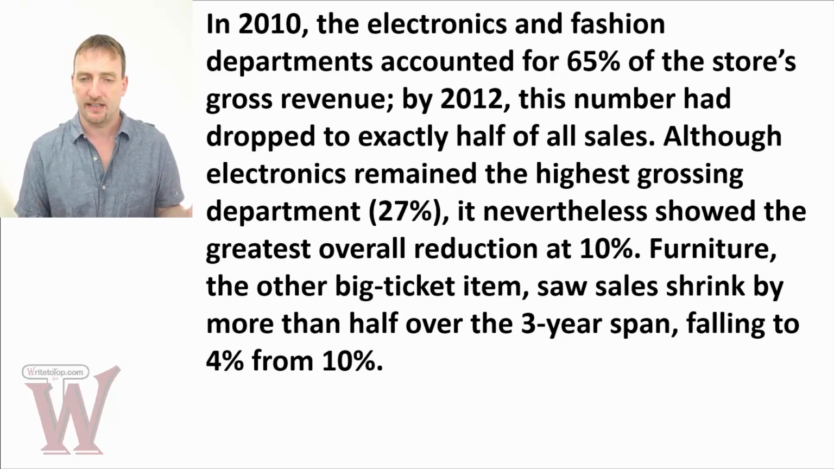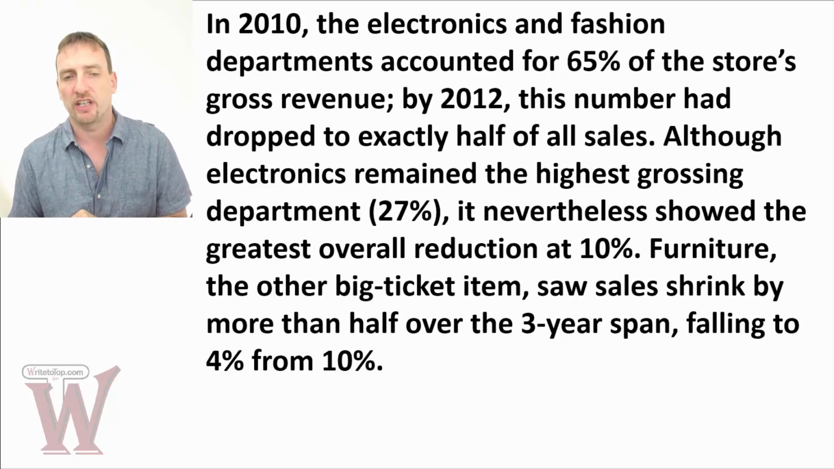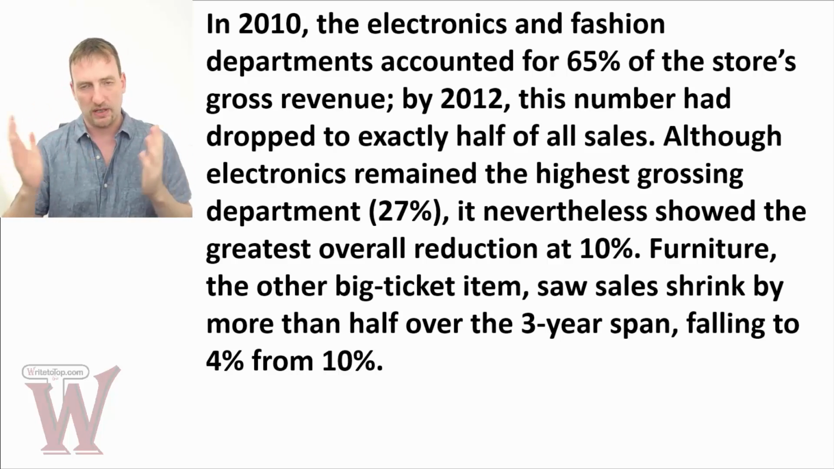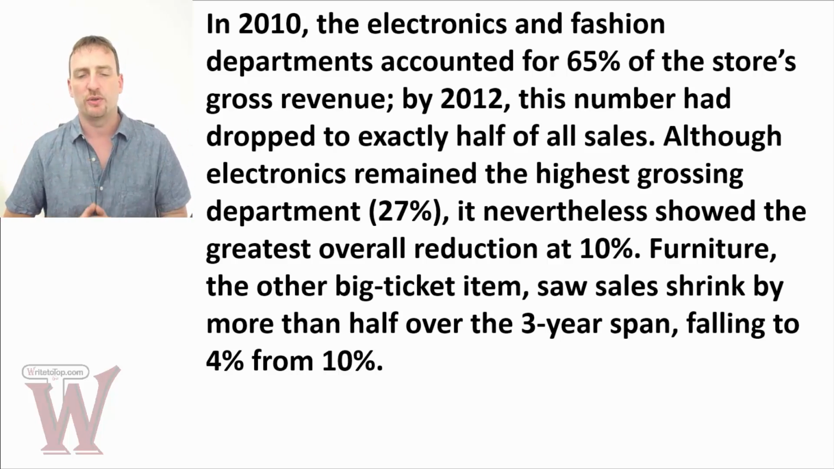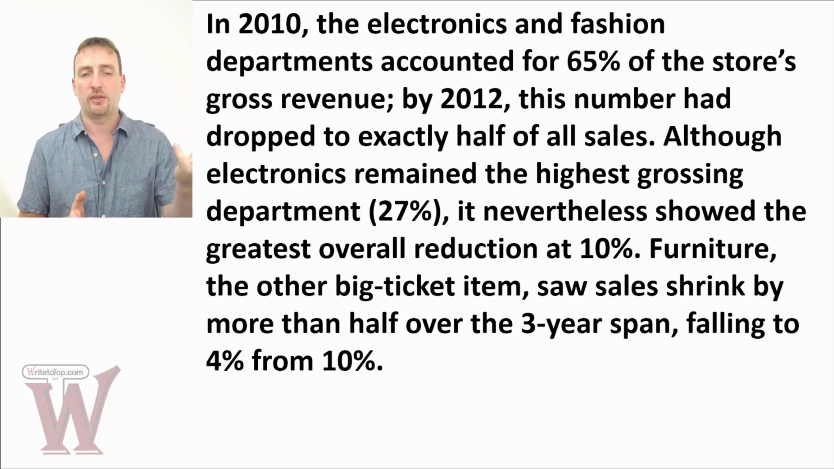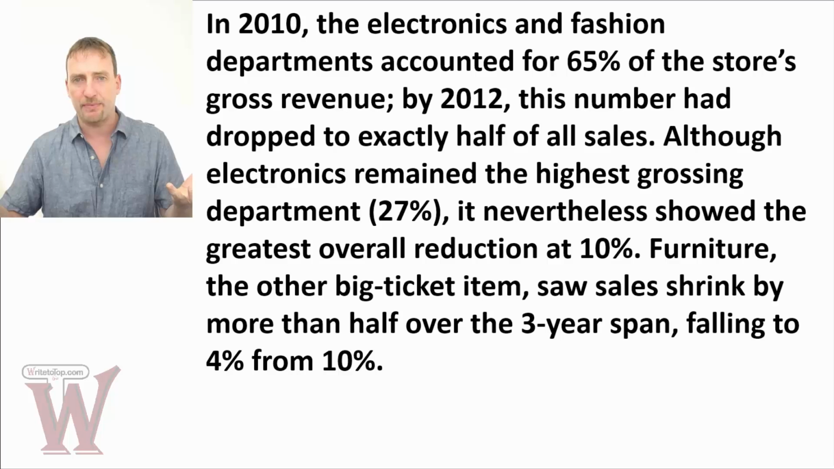Furniture, the other big ticket item, saw sales shrink by more than half over the 3-year span, falling to 4% from 10%. So I don't have to use span again. I can use the course of 3 years or anything you want to say, but make sure you include all the information. Now, what am I doing? I'm comparing. In 2010, this is what happened. By 2012, this number had dropped.